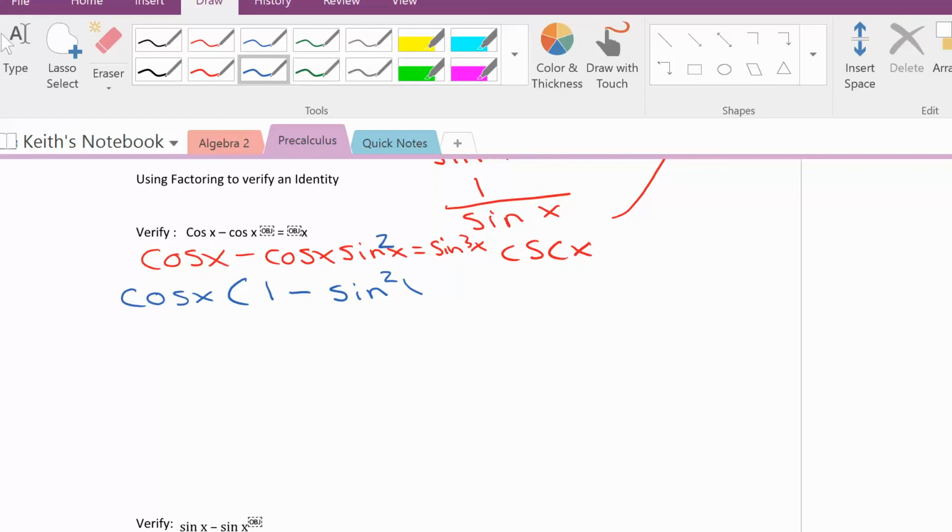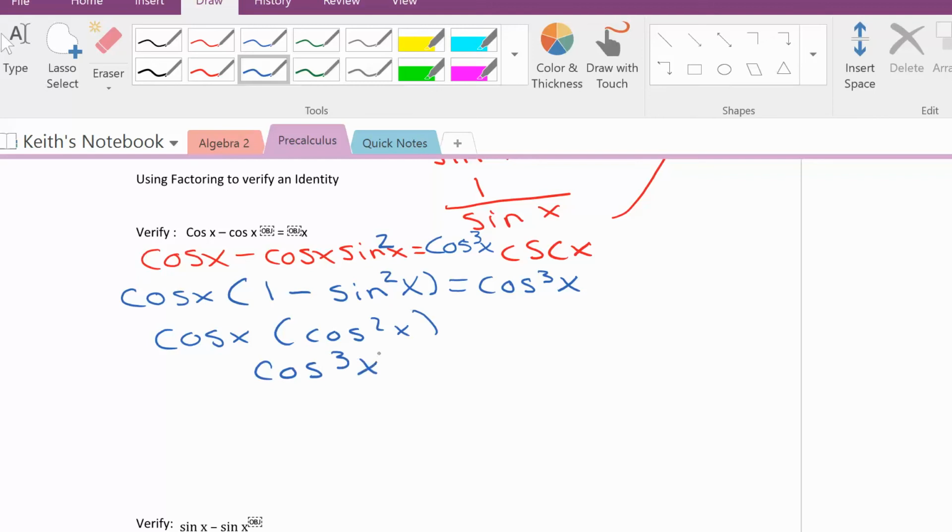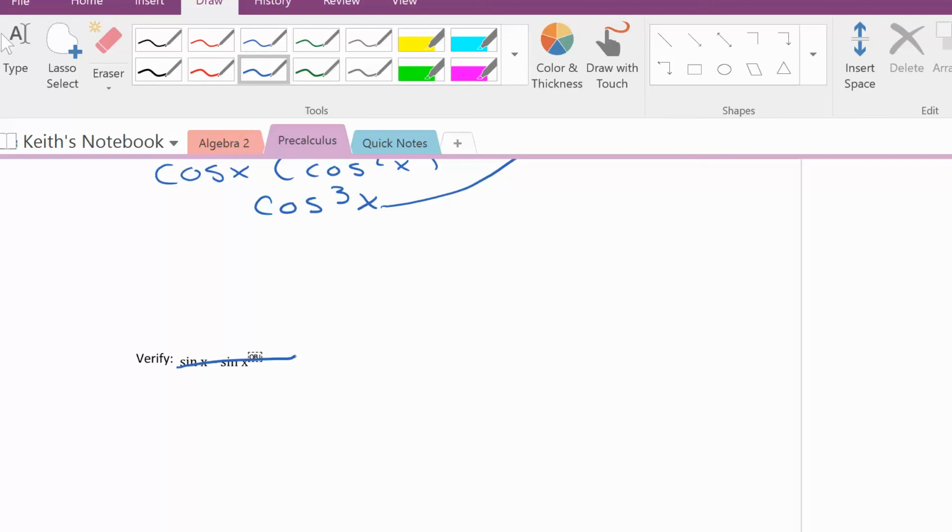All right, so let me fix this because I wrote this wrong in the beginning. So this should be a cosine to the third. So when you factor this cosine, you get cosine x times 1 minus sine squared equals cosine to the third. So 1 minus sine squared, as we found in our identities, is cosine squared. And then notice cosine times cosine squared is cosine to the third. So that would be the same. So let's try the next one. Let me write it correctly this time.